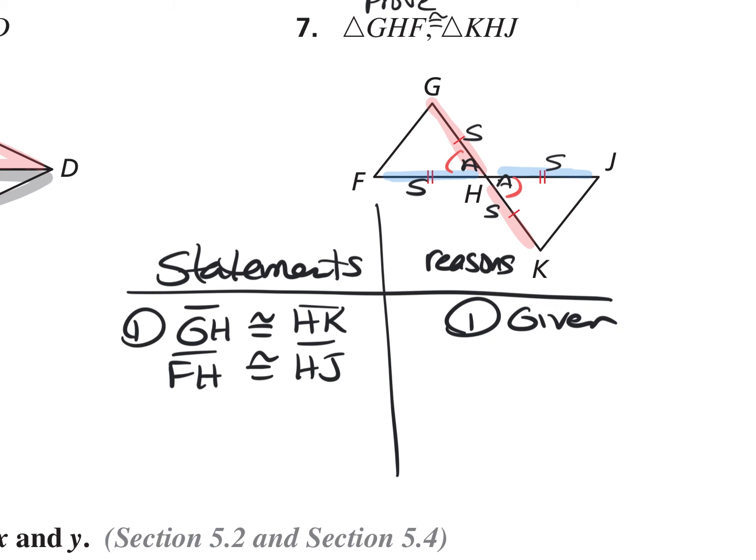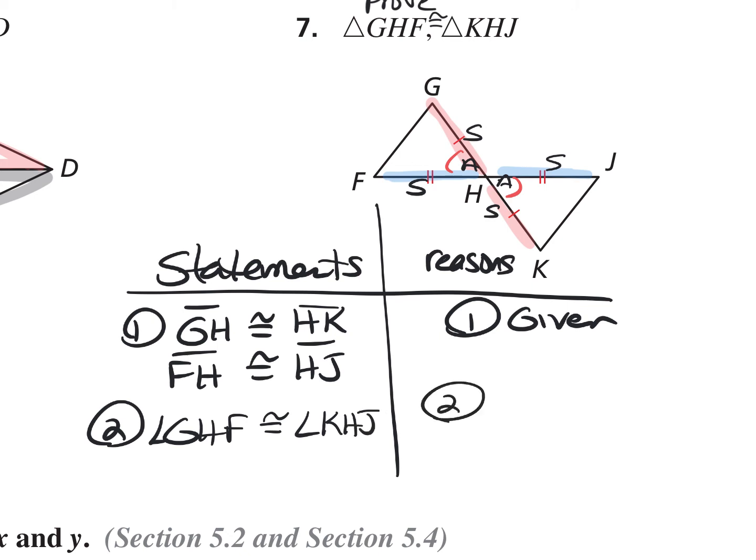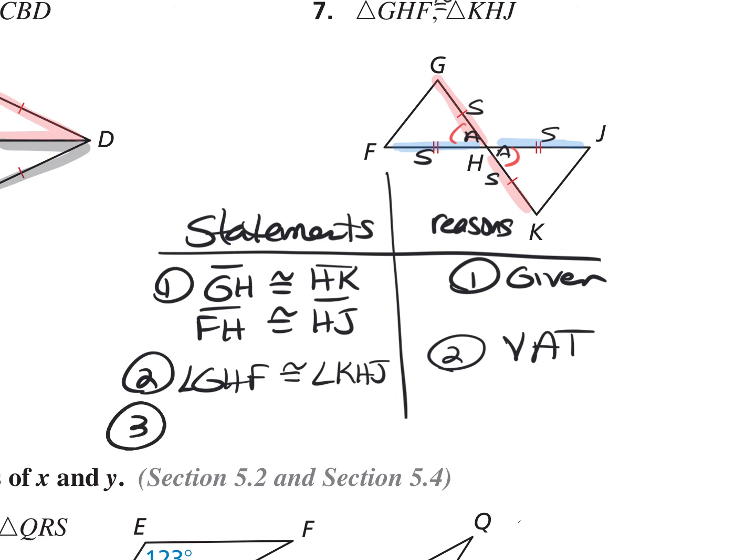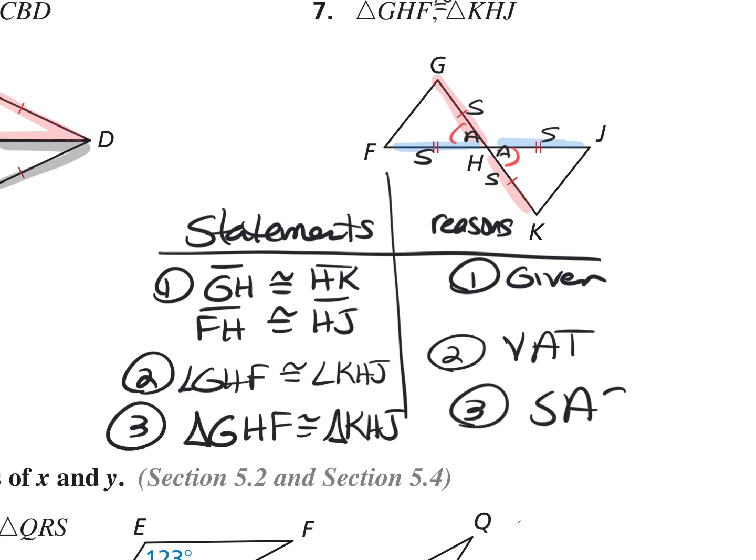So my next statement will be those vertical angles, and this was just like the homework question that I did. GHF is congruent to KHJ, and the reason why I can say that they're congruent is my vertical angles congruence theorem. And now I have enough information, and my last statement was what I was trying to prove, that triangle GHF is congruent to triangle KHJ, and the reason is side, angle, side.